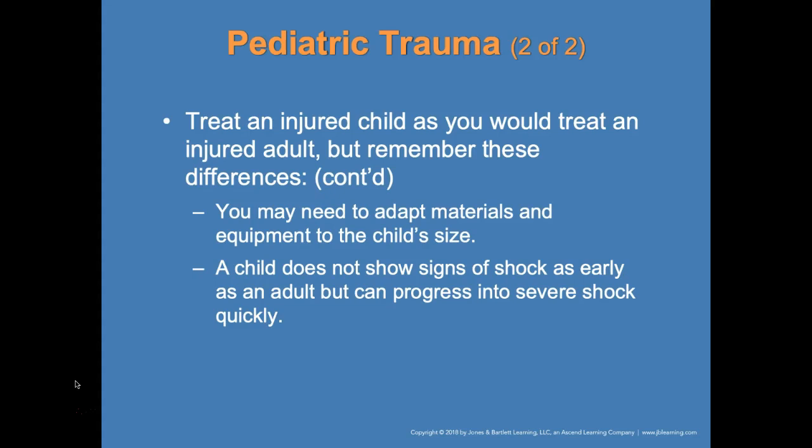The other thing to remember is that a child does not show signs of shock as early as an adult. But once they do, it is going to progress to severe shock very quickly. Children are able to compensate very adequately for a long time, and then they just go off the edge, and now we have a major problem.